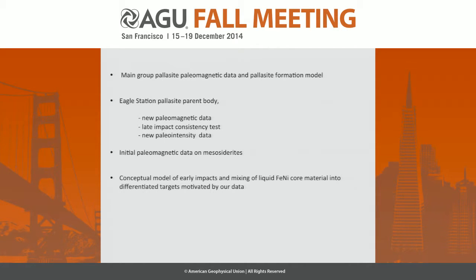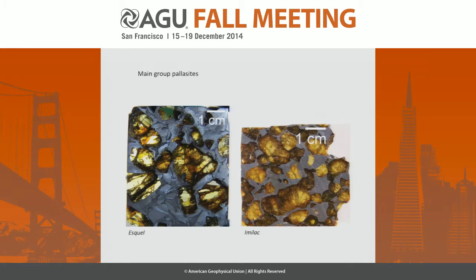And then I'm going to discuss new data from Eagle Station. Eagle Station is a pallasite as well, but it's thought to originate from a separate parent body than the main group pallasites. Briefly, I'm going to touch on some preliminary data on mesosiderites, which are a separate class of stony iron meteorites. And then finally, I'm going to bring it all together and ideally talk about the advances in our understanding of the early solar system based on this new data.